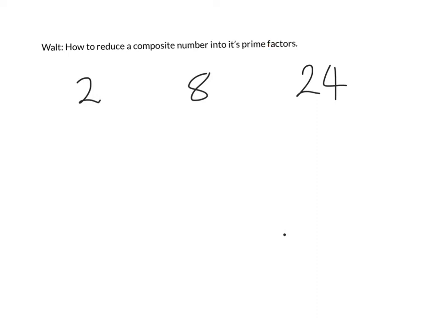Factors we had a look at yesterday, and once again, a factor is a number that divides into another number exactly without leaving a remainder. For example, a factor of 8 is 4, because 8 divided by 4 equals 2 equal groups. Today, I'm going to show you two methods to reduce a composite number into its prime factors, and I'd love you to practice with those.